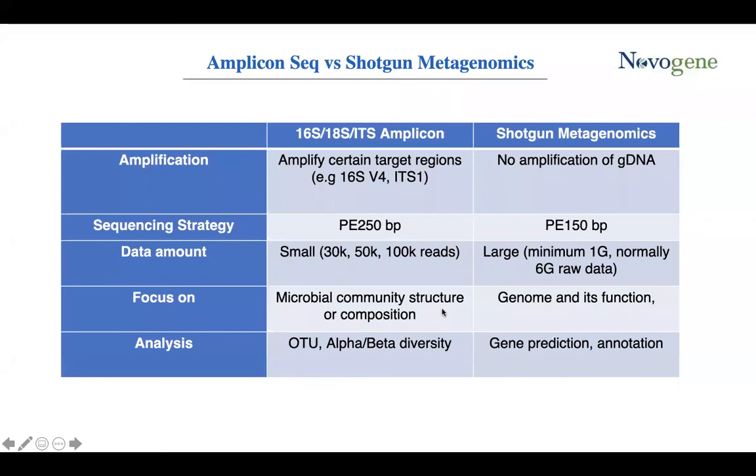For amplicon analysis, we focus on the microbial community structure or composition by doing OTU clustering and diversity analysis. While in metagenomics, although we could also study the composition, what we care more about is the genome and its function, by doing gene prediction and annotation based on various databases.